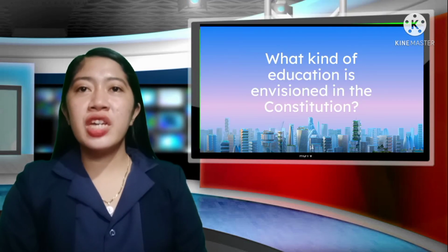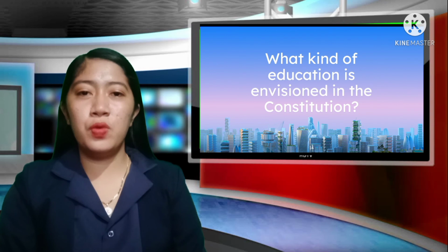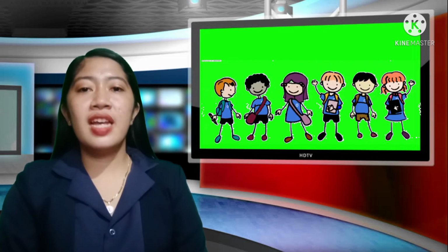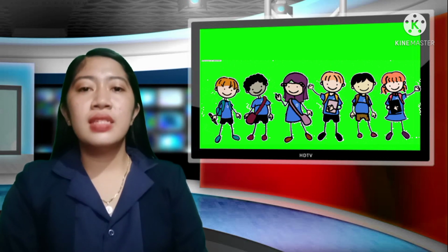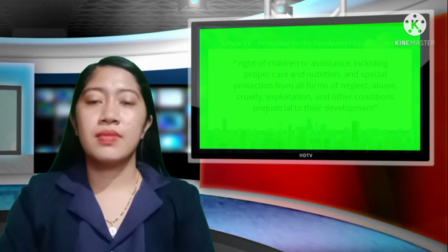What kind of education is envisioned in the Constitution? The kind of education that is envisioned in the Constitution is quality education, a complete, adequate, and integrated system of education relevant to the needs of the people and society. And the state must ensure that all citizens can access this envisioned system of education.